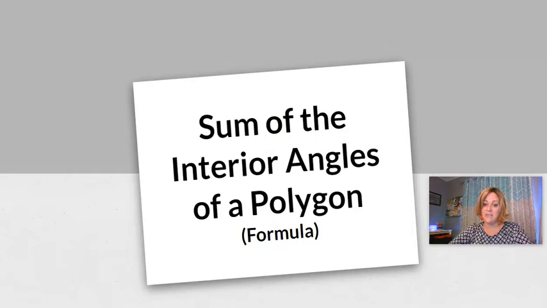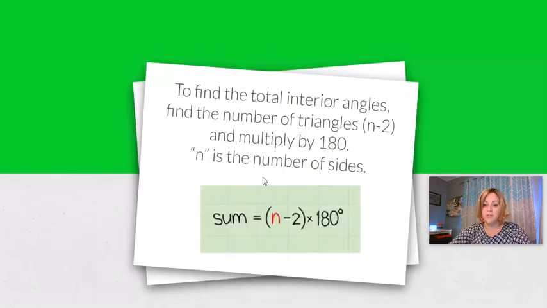Sum of the interior angles of a polygon, there is a formula that will tell you how many total degrees are in a polygon. And so let's go over that. To find the total interior angles, find the number of triangles. And to do that, you just say n minus 2 and multiply by 180. So triangles all have 180 degrees. So basically you're figuring out how many triangles are in every polygon.